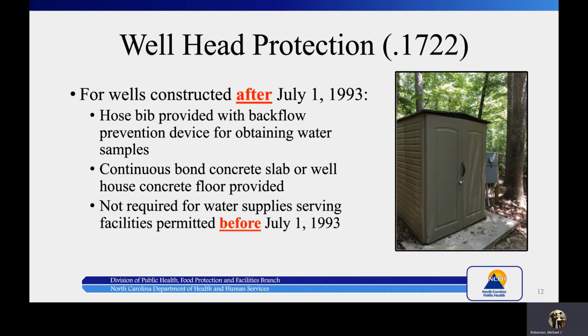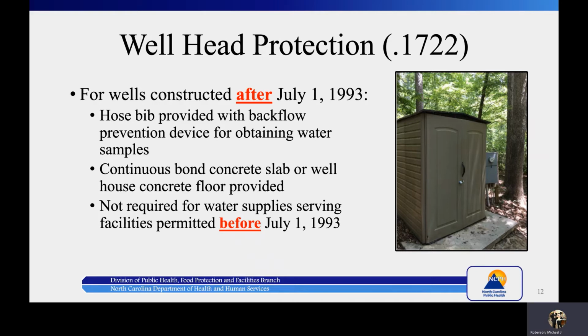Now keep in mind that there's a little caveat here. For wells that were permitted prior to July 1st of 93, there's that July 1st again, this is not going to be required. So the things on this slide, the hose bib with backflow prevention and the continuous bond concrete slab or well house, this is not going to be required for those wells that were permitted prior to July 1st of 1993. Okay, so keep that in mind.